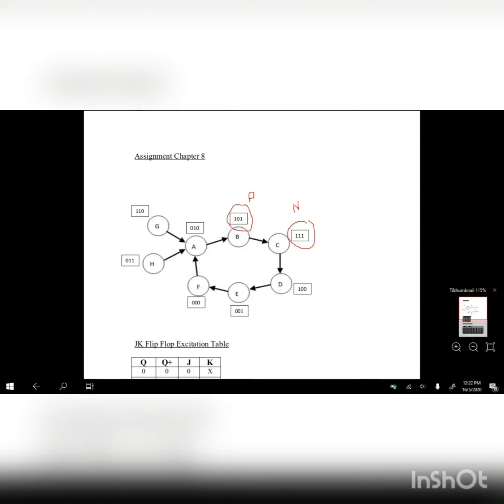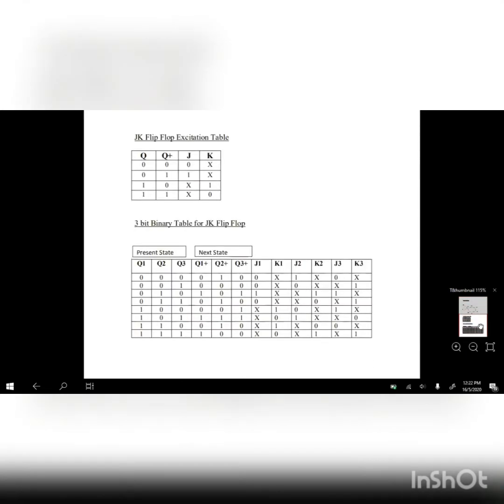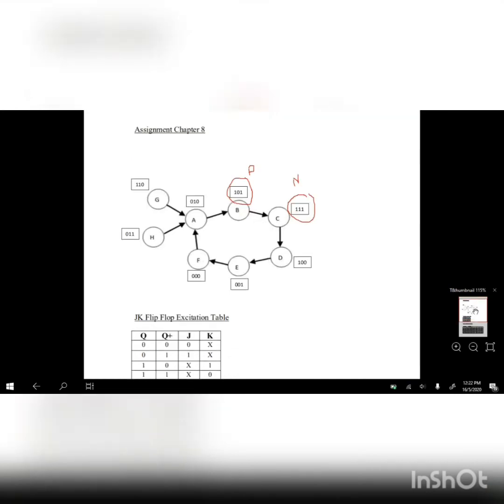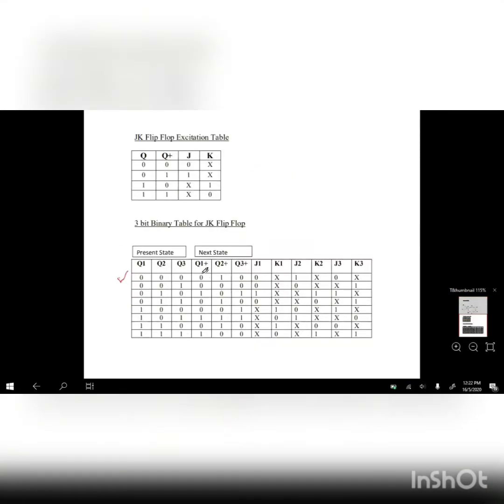Now let's look at the table. I've labeled the present state as Q1, Q2, Q3 and the next state as Q1 plus, Q2 plus, and Q3 plus. For example, let's look at the first one. The first one is 000. The present state is 000. In this binary counter, what is the next state, the number that comes after 000? It is 010. This is your present state and this is your next state. So the next state is 010.